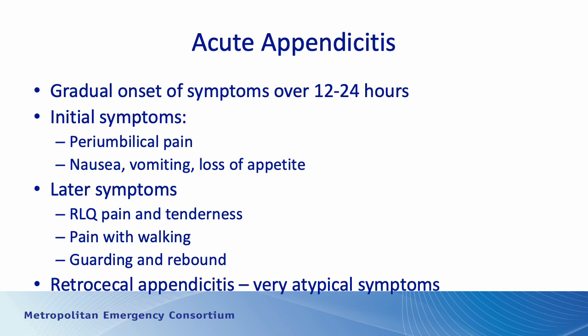There's something called a retrocecal appendicitis. It's where the appendix is hidden behind the cecum, or the first part of the colon. These patients can have very atypical symptoms. In years past, before we used CT imaging as often as we do now, it could be very difficult to make a diagnosis of retrocecal appendicitis. These days, it's much easier to see with abdominal CT.